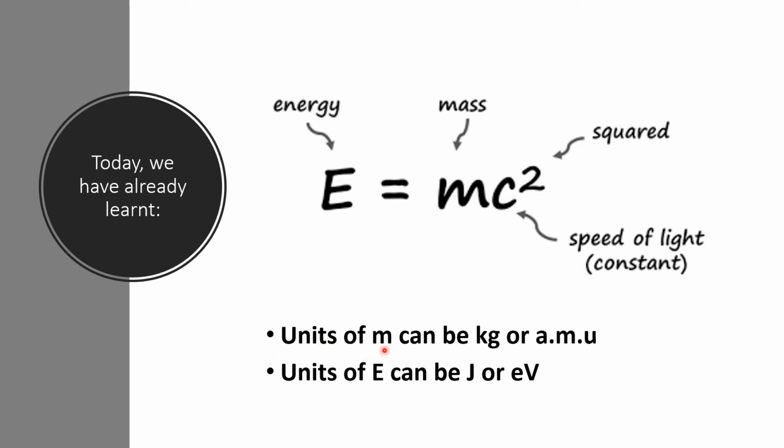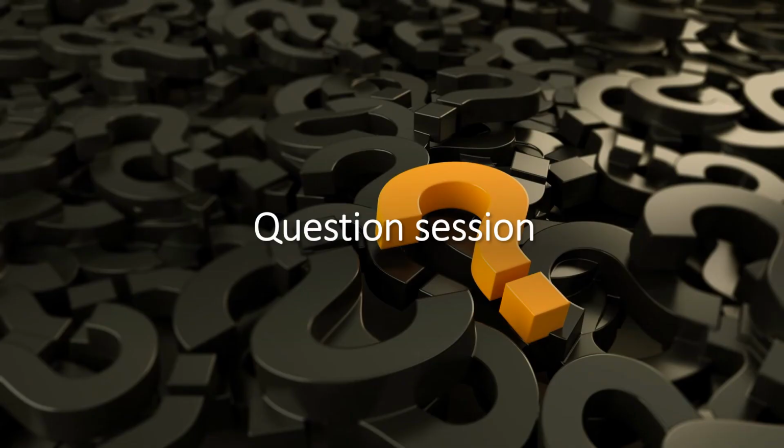Units of mass defect can be in kilogram or in AMU, atomic mass unit. And units of energy, the nuclear energy, can be in joules or electron volt. Sometimes you might also use mega electron volt, giga electron volt, kilo electron volt, and so on. Now, before we end our learning session today, I'd like to give you some questions to test your understanding first.